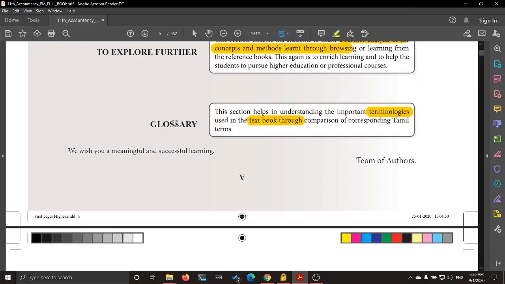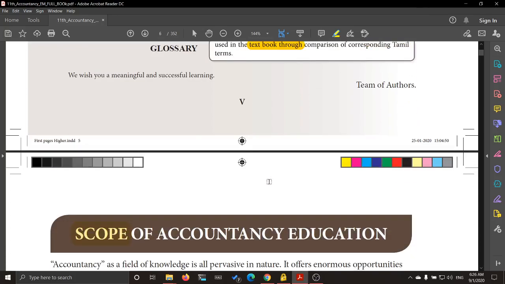Then you have the glossary, where all the terminologies and the books they are taken from are listed, and some Tamil words are also explained with this. So these are the various topics discussed in page number 5.